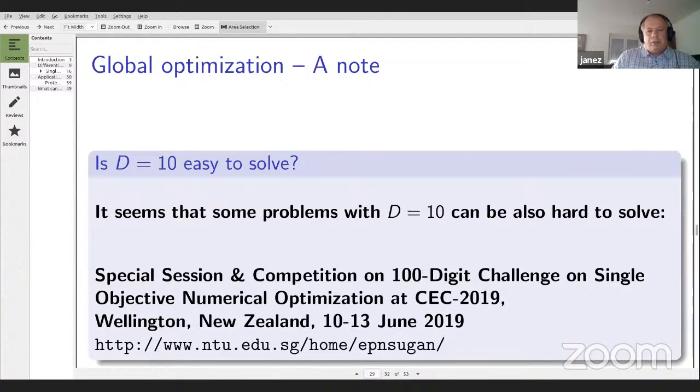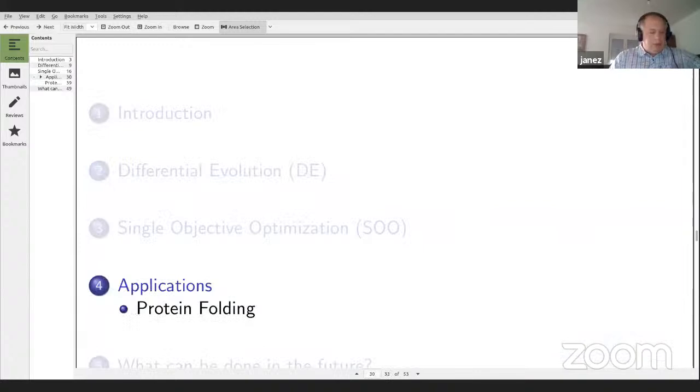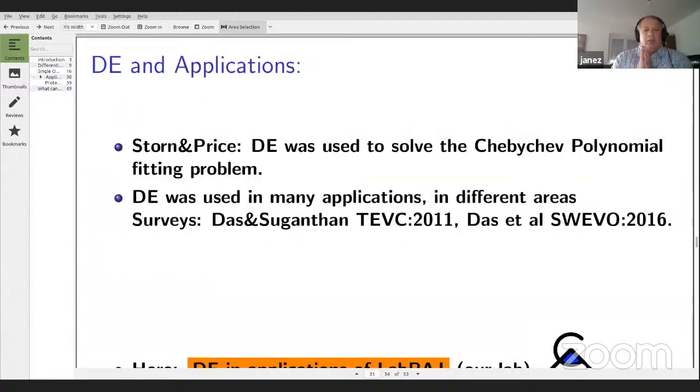Maybe just this is a question: is dimension D enough, or is it hard to solve? Yes, also in this competition with dimension 10, there are some metric functions that are very hard to solve also. And now I'll show you some applications where DE was involved, or where we usually use DE in our lab.